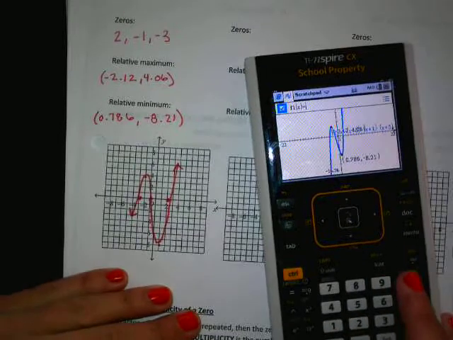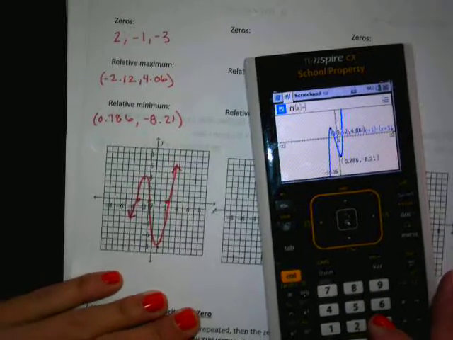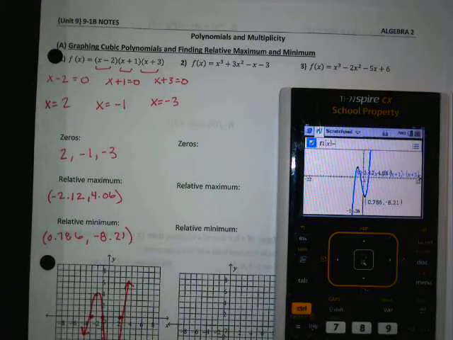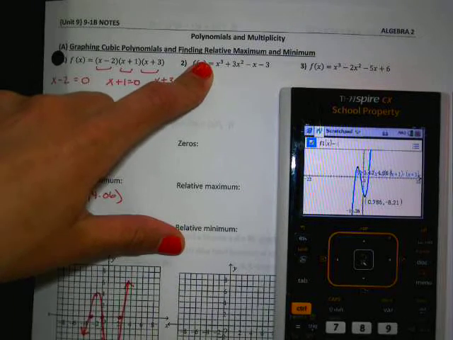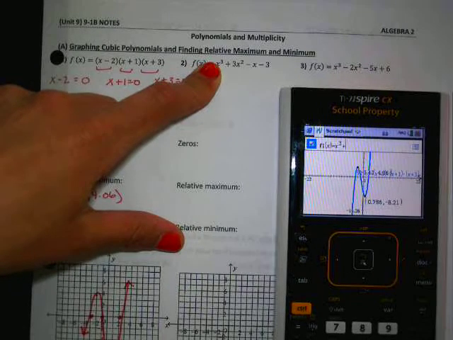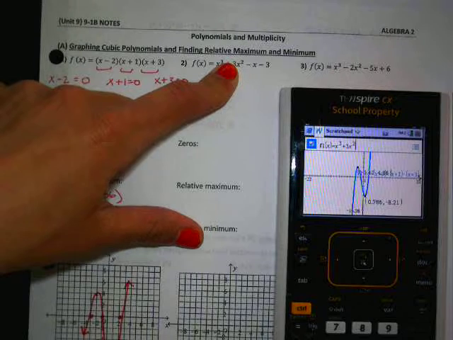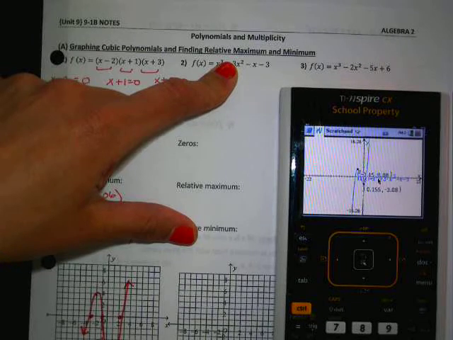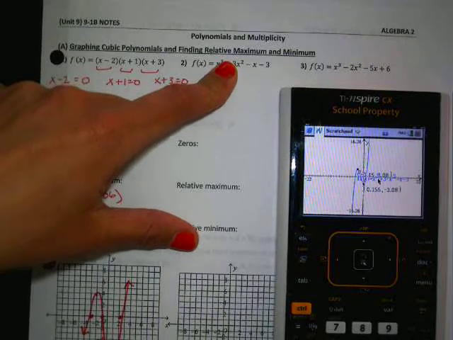Okay. Any questions on that first one? Sweet. All right. Number 2, same thing. It's not factored though, so I'm going to do the whole thing in the calculator. Okay, so I'm going to find the zeros and everything in the calculator. And I'm just going to type it in just like I see it. So x cubed, and then I have plus 3x squared minus x minus 3. Hit enter. And it pops up. I'm going to zoom in a little.